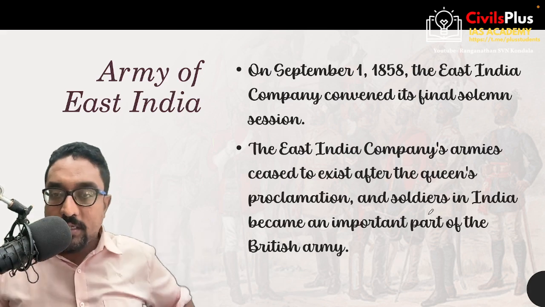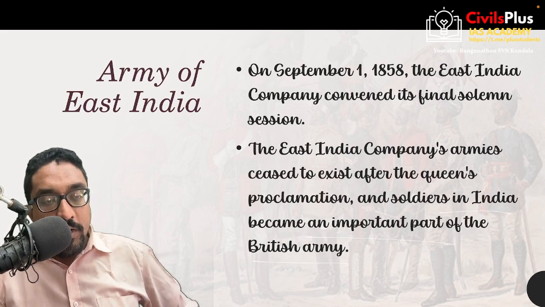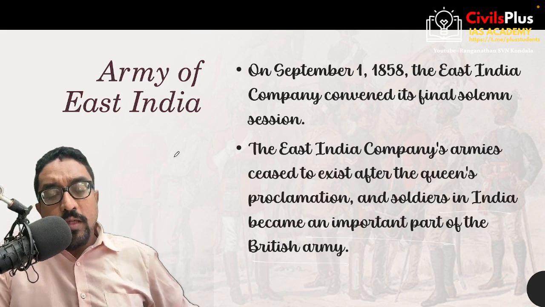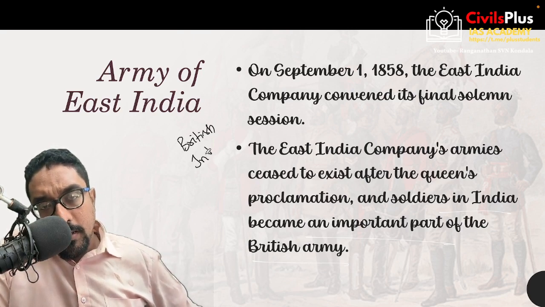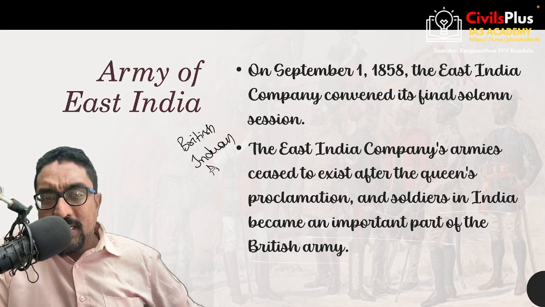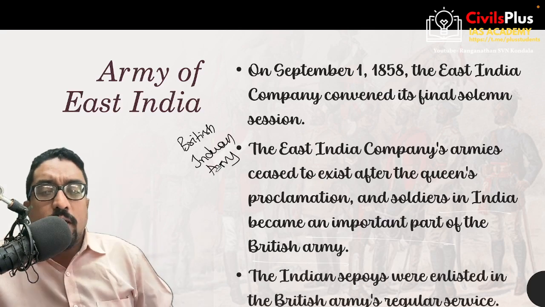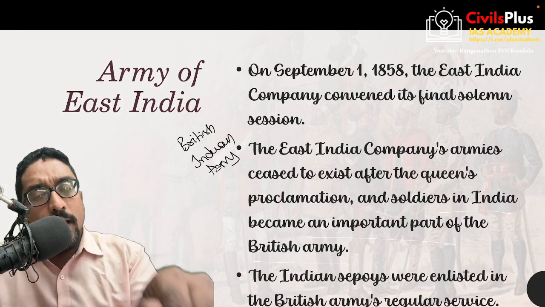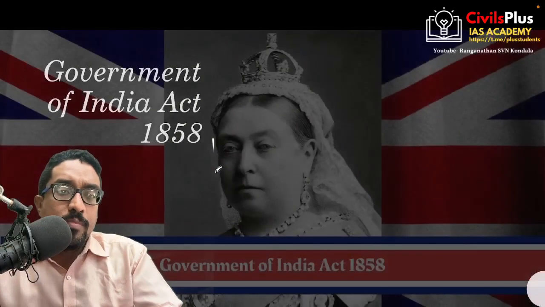So they did not exist, and all of them were basically made an important part of the British Army eventually, which became the British Indian Army. So basically, the insignia changed from the East India Company to the British Crown. Nothing else changed. The Indian sepoys were enlisted into the British Army's regular service in India.